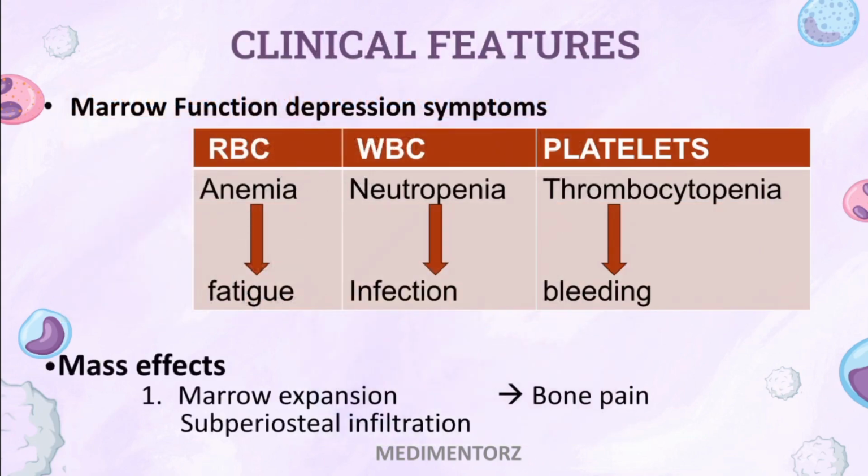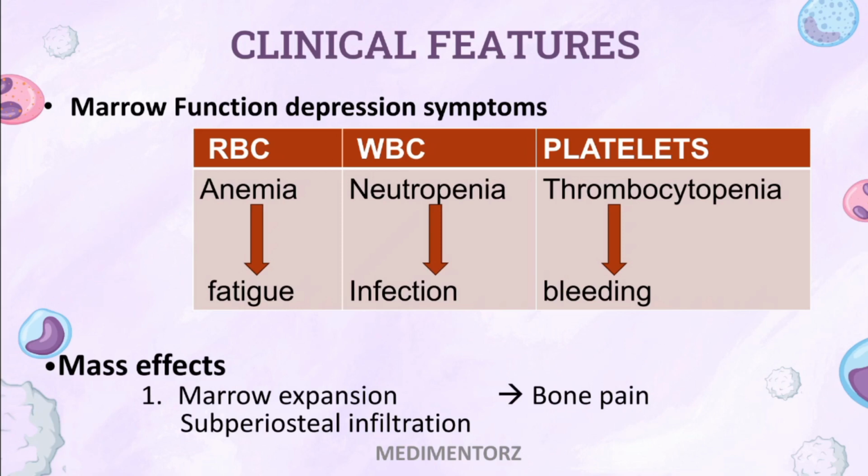Let us see about the clinical features. The bone marrow function depression symptoms. Fewer RBCs are formed as the bone marrow is filled with lymphoblasts. So, due to fewer RBCs, there is anemia, which presents as fatigue. And due to fewer WBCs, we have neutropenia, which presents as recurrent infections. And due to a low platelet count, we have thrombocytopenia, which presents as bleeding.